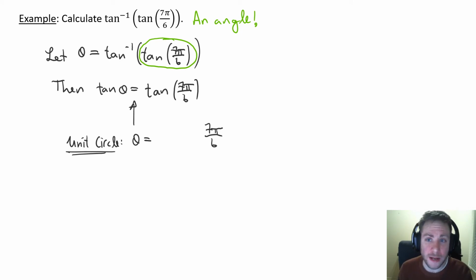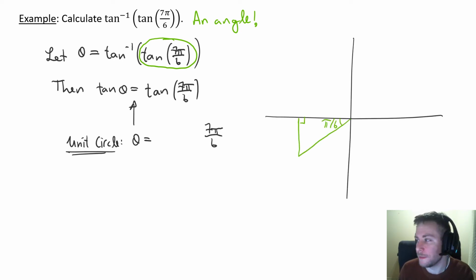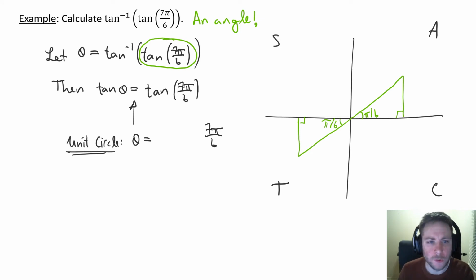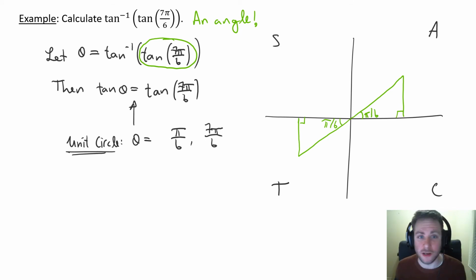But there are other angles that could produce the same ratio, so we should make sure to consider all the possibilities. 7 pi over 6 really represents the quadrant 3 possibility as you see here, but according to the CAST rule, there should be another angle in quadrant 1 which produces the same tan ratio. And that shows that pi over 6 is actually another option. We could also add or subtract 2 pi to get even more options from here. So out of all these options, which one is the value that we're looking for?